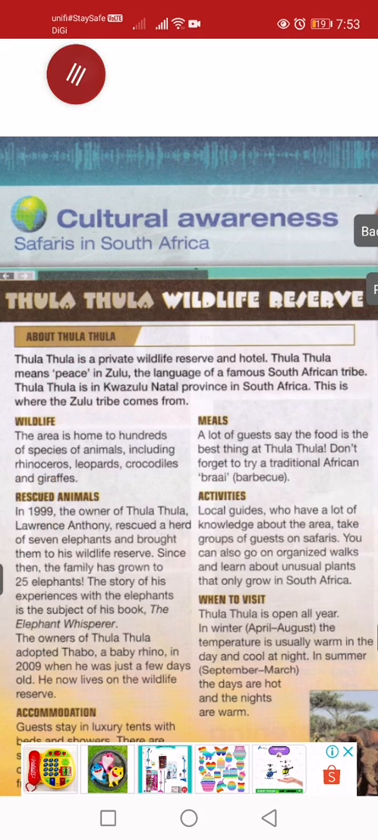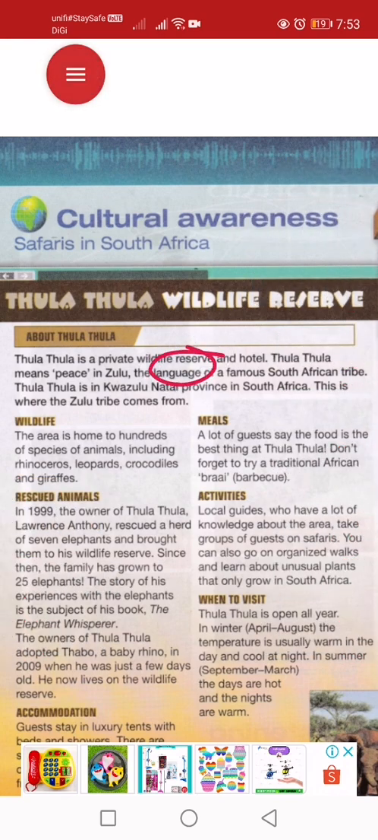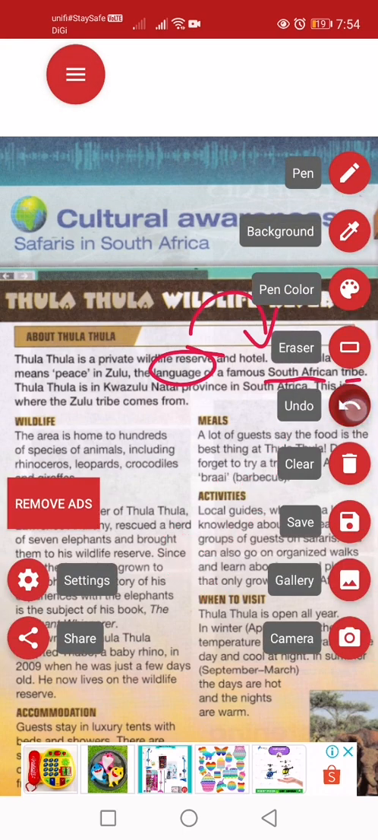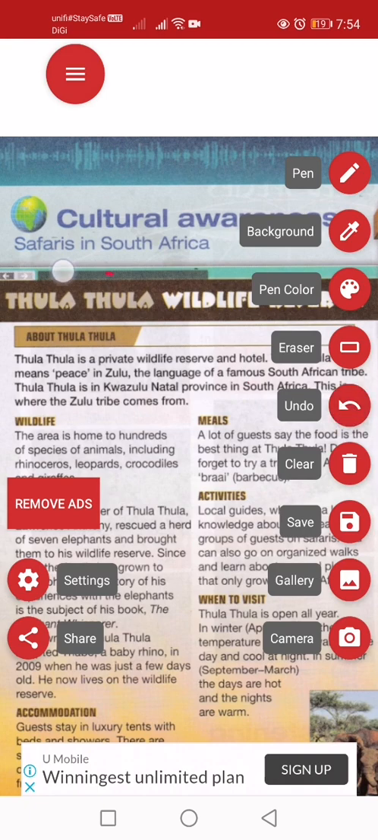Peace maksudnya damai sejahtera in Zulu. So the language that people in Tula Tula use is Zulu. Zulu is the language of a famous South African tribe. Zulu ialah bahasa yang digunakan oleh siapa? South African tribe. Tribe ialah suku, suku Bugis, suku Kacang, itu maksudnya suku. South African tribe ialah salah satu suku di South Africa yang terkenal, mereka menggunakan bahasa Zulu. Tula Tula bermaksud peace, maksudnya damai sejahtera.